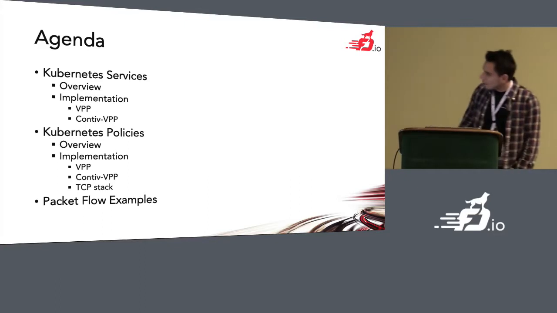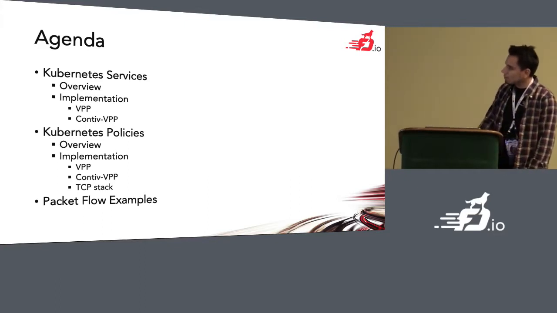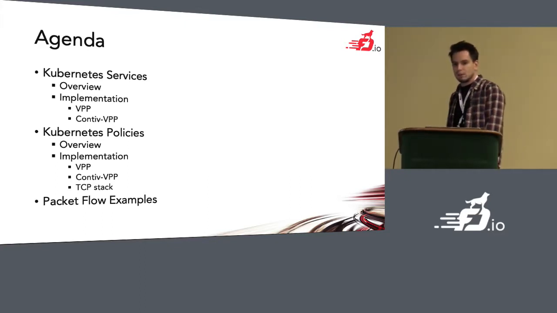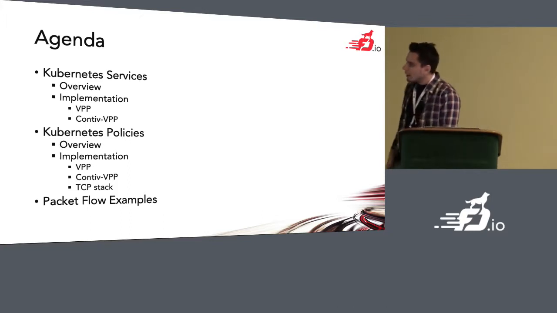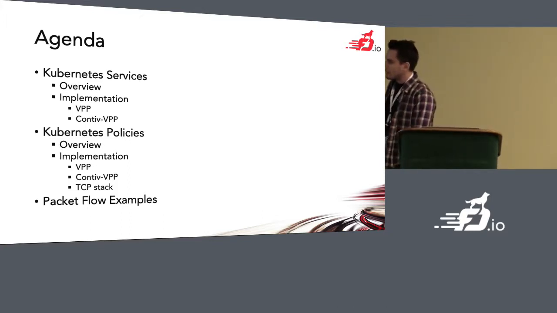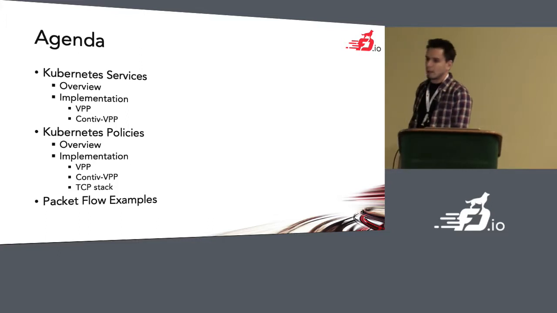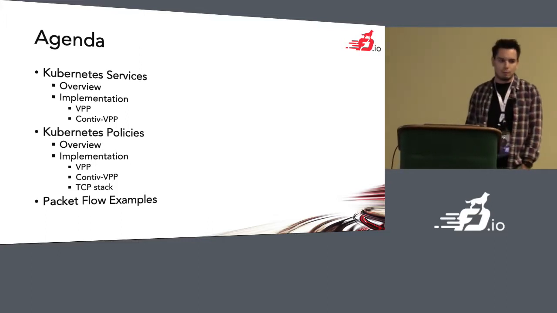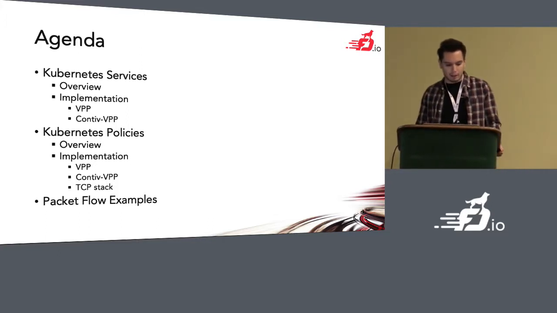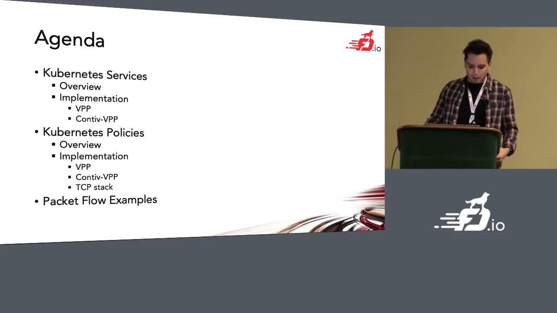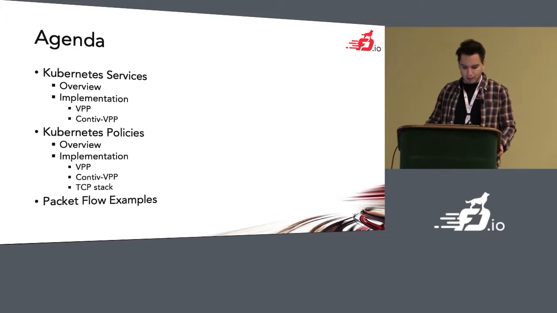This is the agenda for today. So I'm going to go through a brief overview of what Kubernetes services and Kubernetes policies are, and then how we implemented that in VPP, or actually what features of VPP we used to implement the control plane for Kubernetes services and Kubernetes policies. And then if I have time, I might go through some packet flow examples.